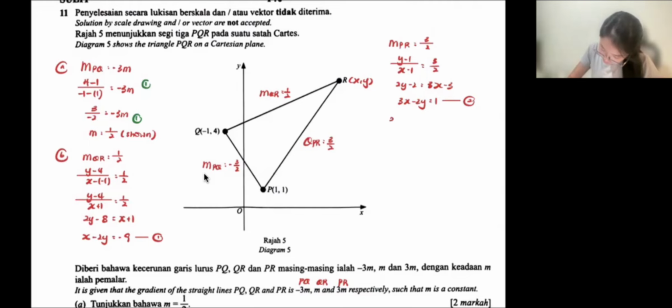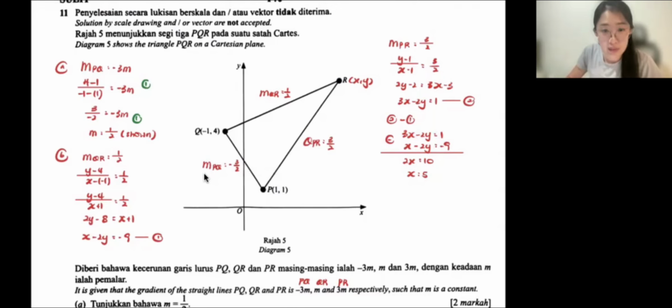Okay, so I take 2 minus 1. 3x minus 2y equals 1, and then x minus 2y equals negative 9. If you want to eliminate y, guys, then you will have to subtract both equations. This will give you 2x, y no more. Negative, negative, positive 9, this is 10. x equals 5. Be careful with the symbols, positive and negative, basically.